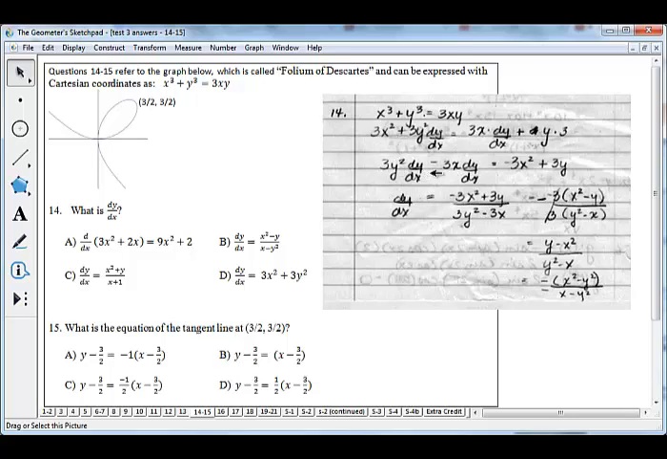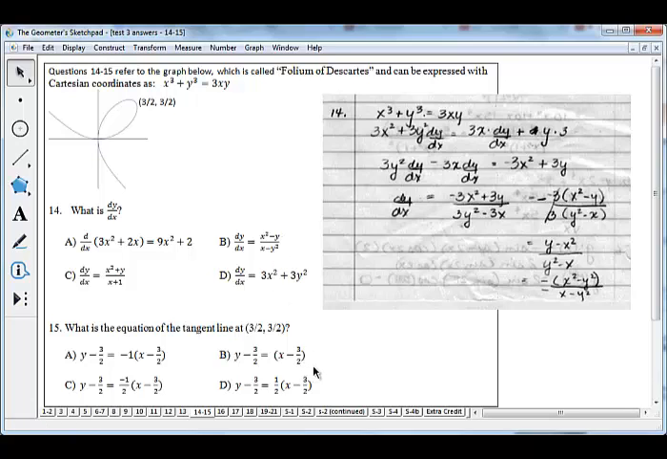So then you use some algebra to solve for dy/dx, and you get negative x squared minus y squared over negative x minus y squared, so the negatives cancel out, and it looks like this is going to be answer B in this case, x squared minus y squared over x minus y squared.